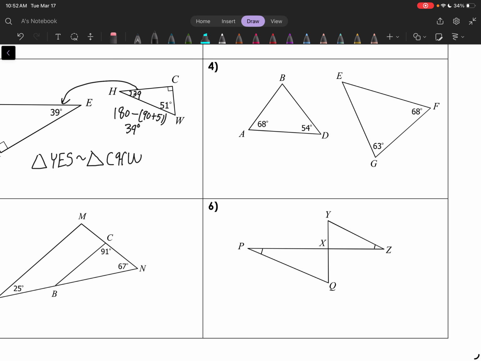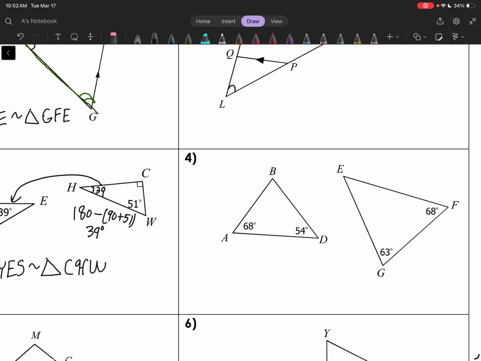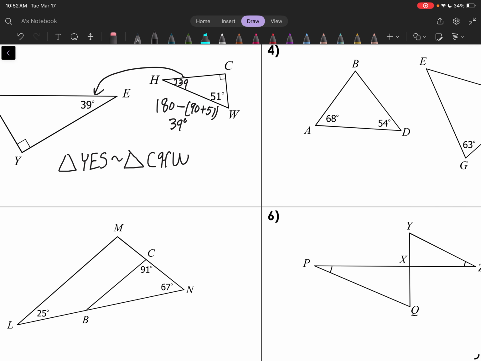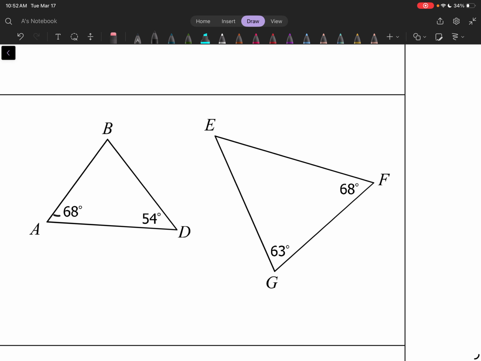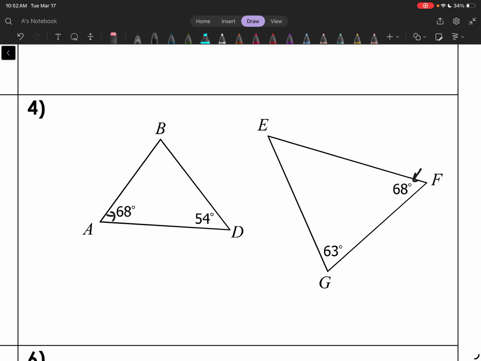Let's do number 4. And I'll let you do the rest. Number 4, I have 68 degrees is similar in both. I need to determine if E and D or B and G are similar. So let's work with the left triangle this time.